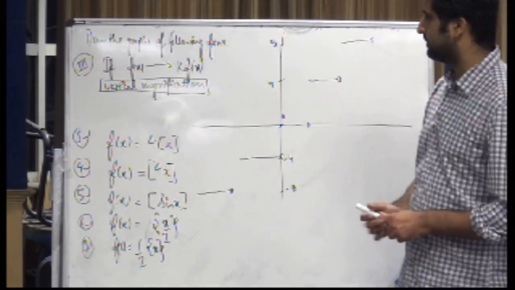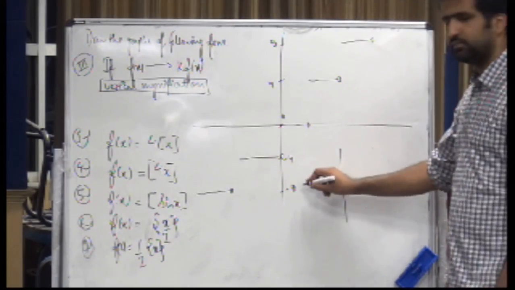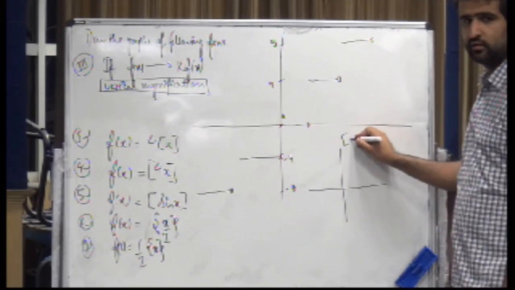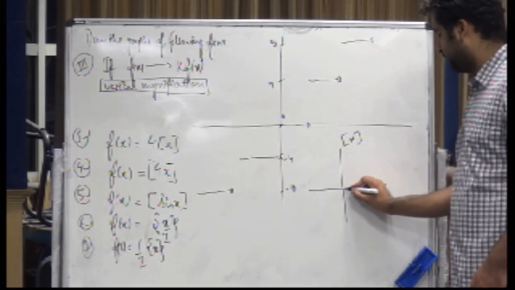Okay, I'll tell the third one again. So do you know the graph of this one? Fraction, this greatest integer function x. Now greatest integer function x graph will go like this.